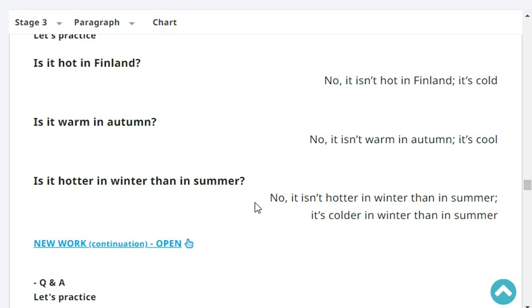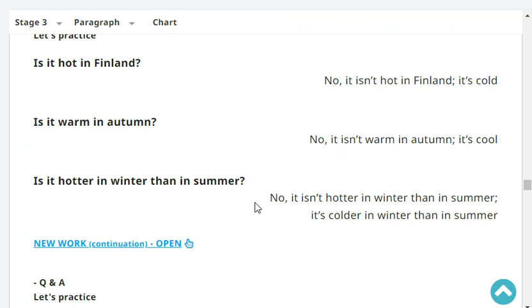Is it hotter in winter than in summer? No, it isn't hotter in winter than in summer. It's colder in winter.